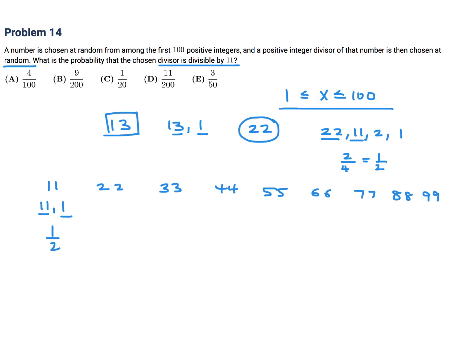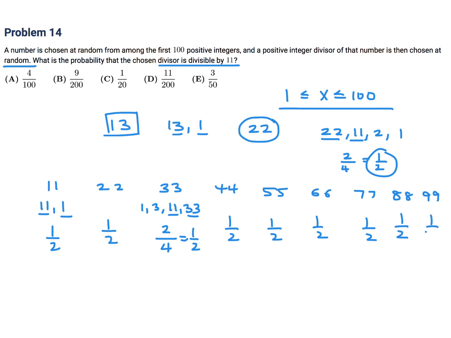Well, 22 I already did over here, and that was a half. I'll just do 33, and then hopefully you'll be able to do the rest on your own. For 33, the divisors are 1, 3, 11, and 33. Of the 4, only 2 are divisible by 11, therefore that is a half. And you'll see, similarly, all of these have a half as the answer to our question.